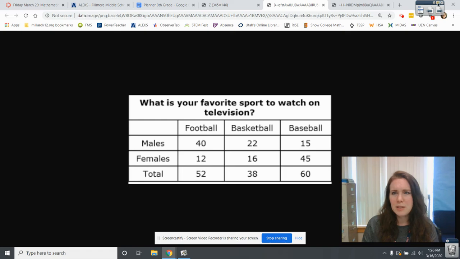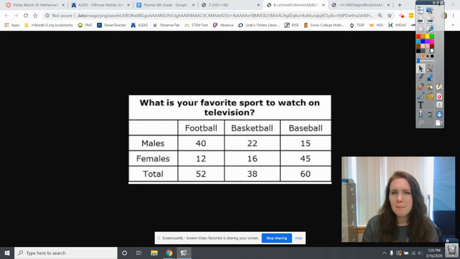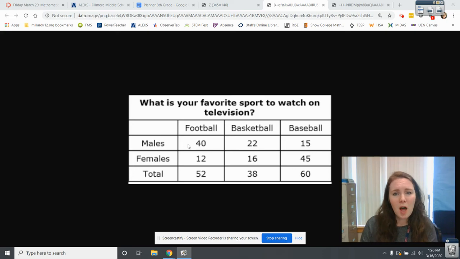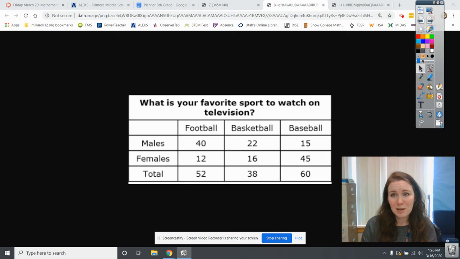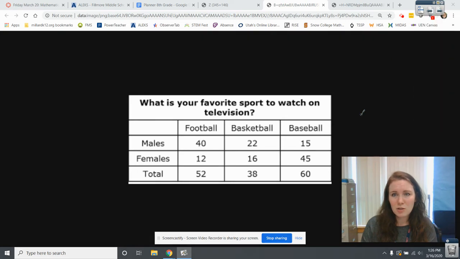Here's another example of a two-way table. Of all the people asked, 40 people like football and are male. 22 people like basketball and are male. 15 people like baseball and are male. You'll notice that they forgot something right here. There should be a column that says total, right there. And we can add all of these together, 40, 60, 77. There are a total of 77 males.